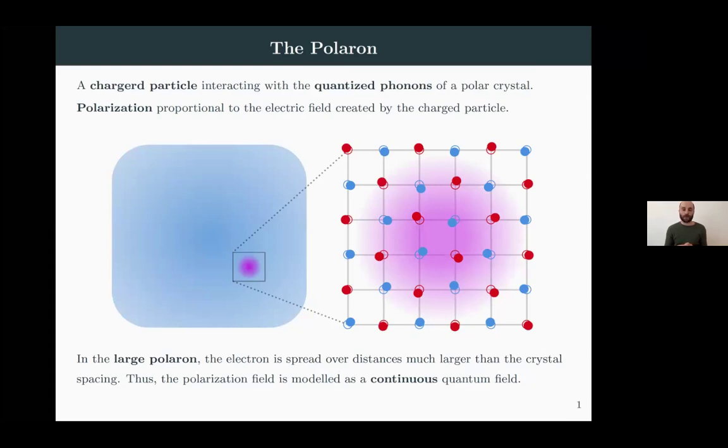And so this is really a combined system of an electron and a field, where the field is the polarization field of the material. Now, in the mathematical model that I will introduce, you will not see this microscopic crystal structure anymore, because this is a model of the so-called large polaron, where the wavelength of the electron is assumed to be much larger than the distance between these ions. So effectively, one zooms out of this microscopic crystal picture and then describes the polarization field really as a continuous quantum field.